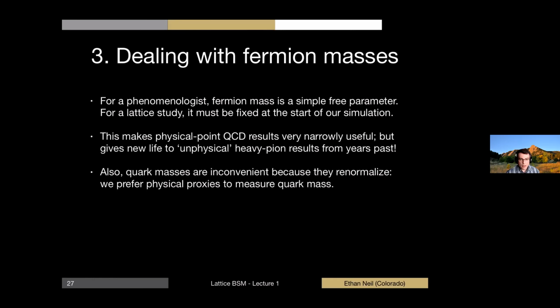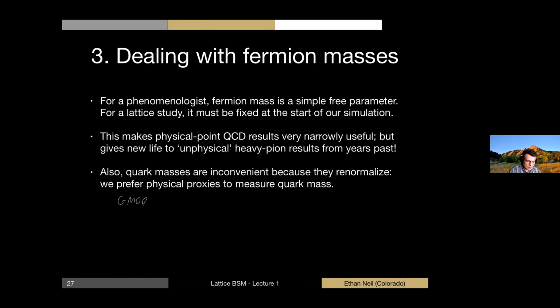The other thing to be aware of is that if you're working in the continuum, the quark mass is a great free parameter, just something you write in the Lagrangian. For us, it's inconvenient because the quark mass gets renormalized. The quark mass itself is something you have to define in a scheme. It's not RG invariant. And it's generally better to use some kind of physical proxy for the quark mass. So what do I mean by proxy?